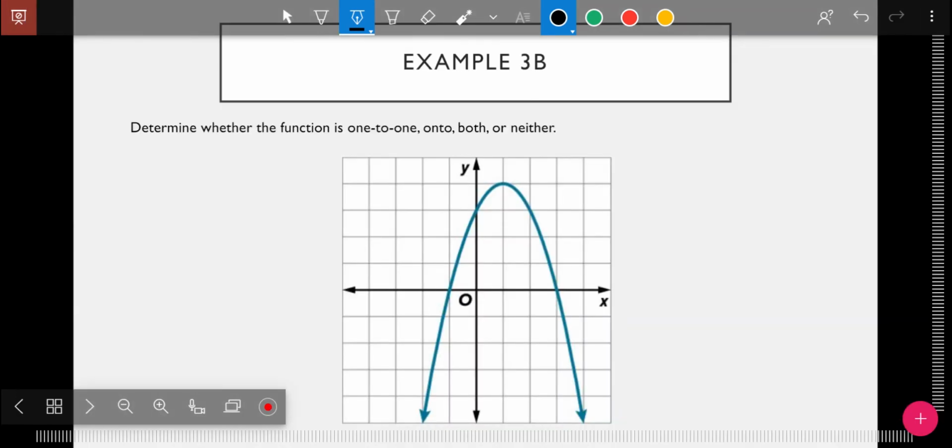Same thing here. Passes the vertical line test. So it's one-to-one. It goes down forever, but it doesn't go up forever. So it's not onto. It's just one-to-one.